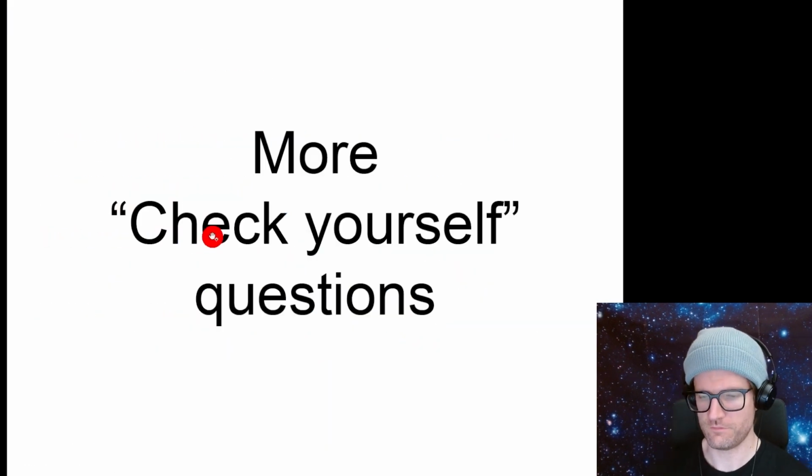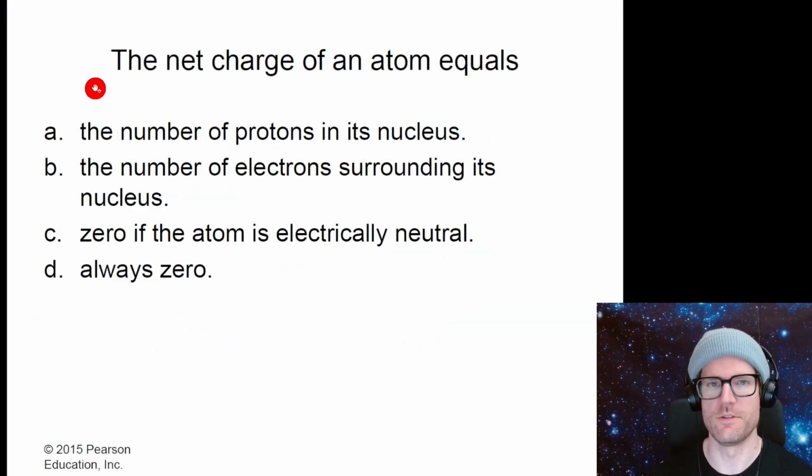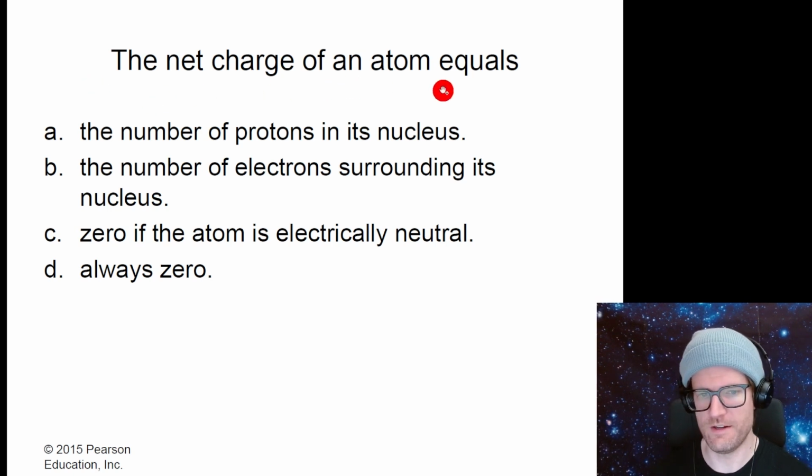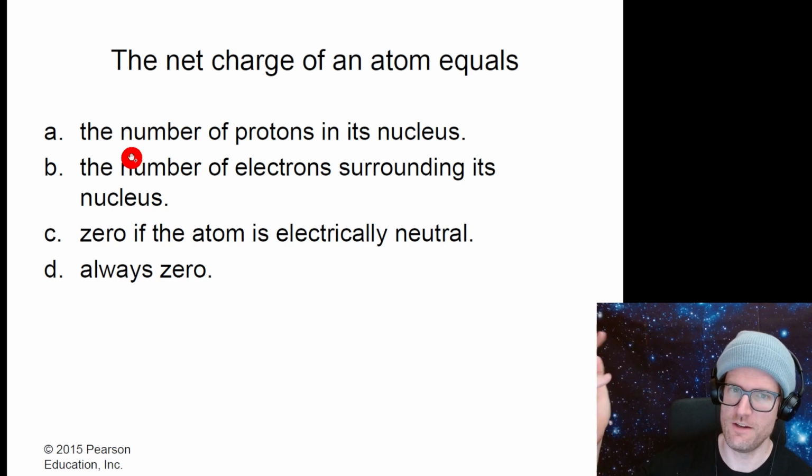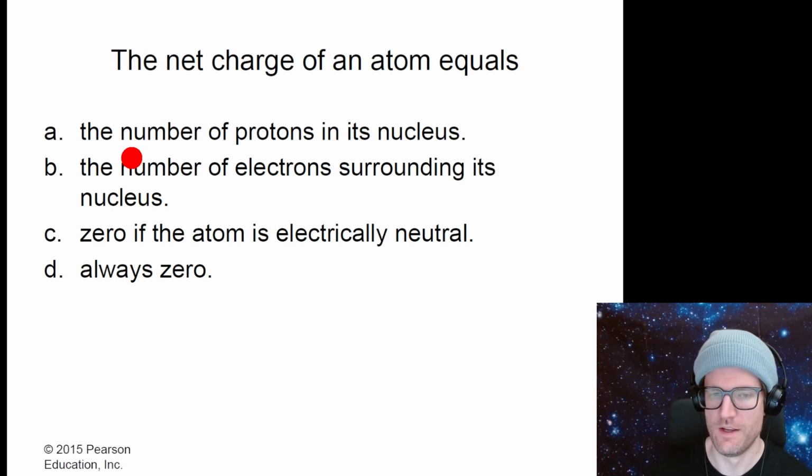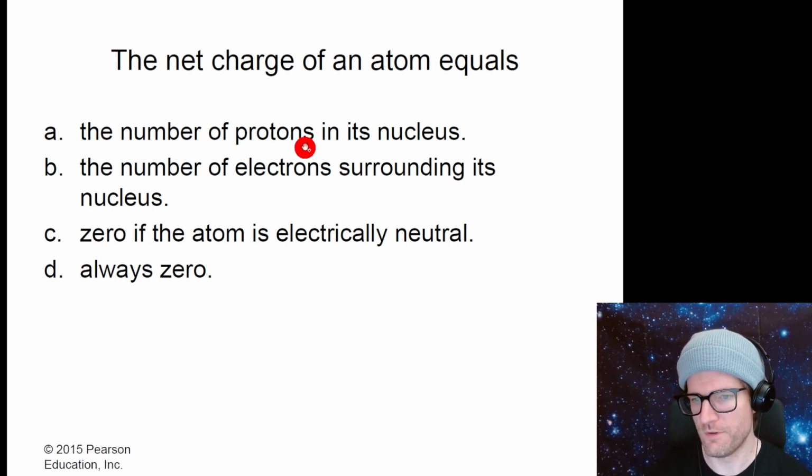Okay. All right. Let's just continue with some questions. The net charge of an atom equals... so we're talking about net charge. That's positive, all the positive charges added up minus all the negative charges added up. So it's the net charge, number of protons in its nucleus.